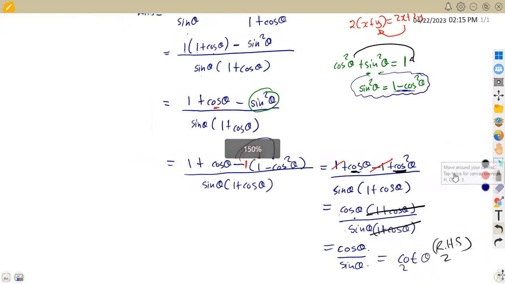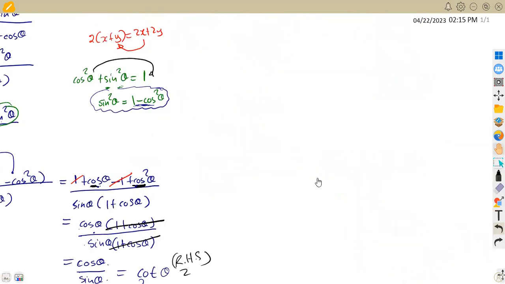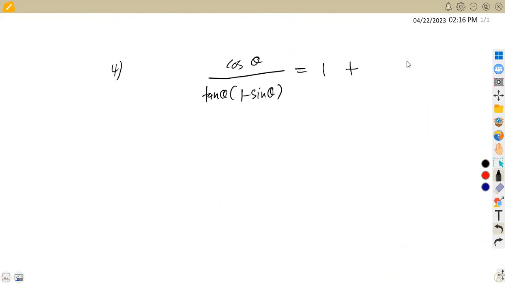All right. So let's have our last question in this case, on proving of identities. We've got the last question, where we are given the cosine of theta, everything over the tan of theta into 1 minus sine theta, is equivalent to 1 plus 1 over sine theta. All right, so this is what we are asked to prove in this case.